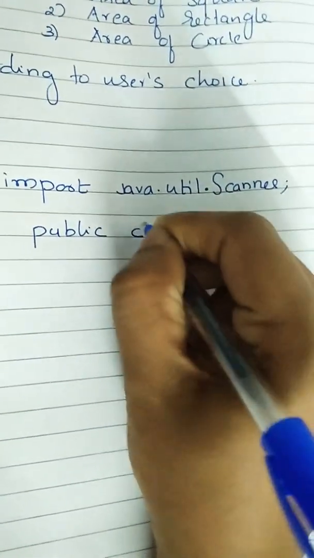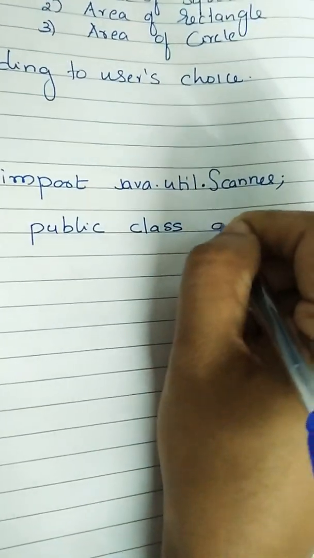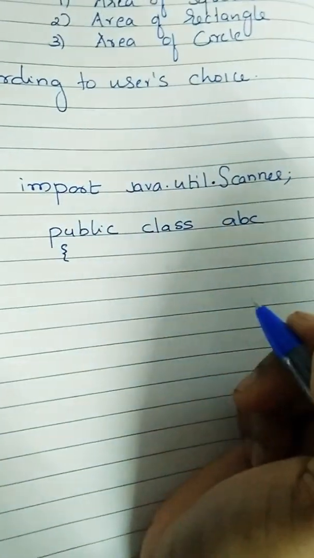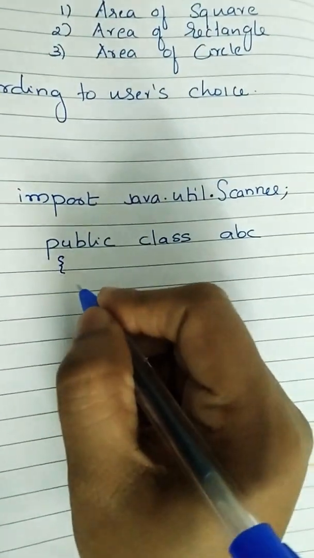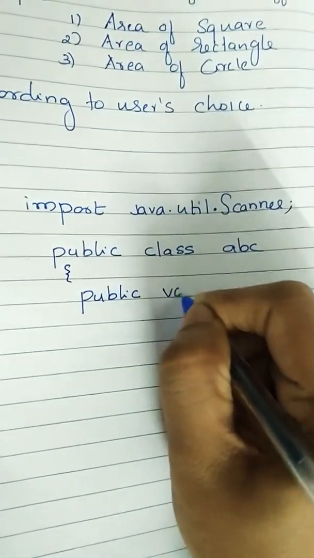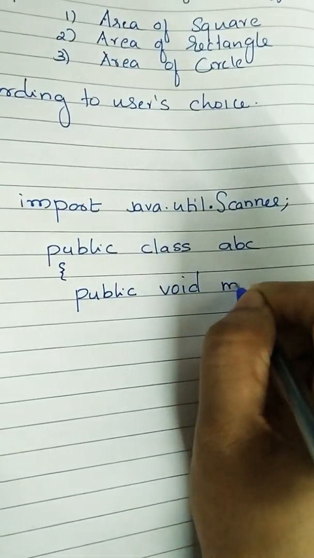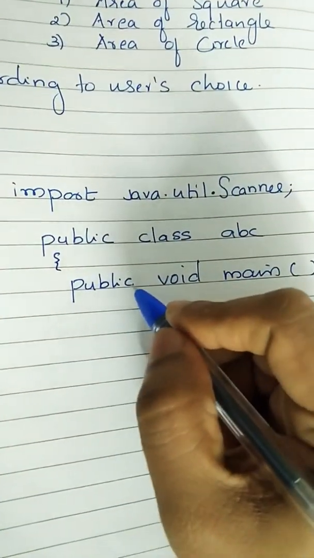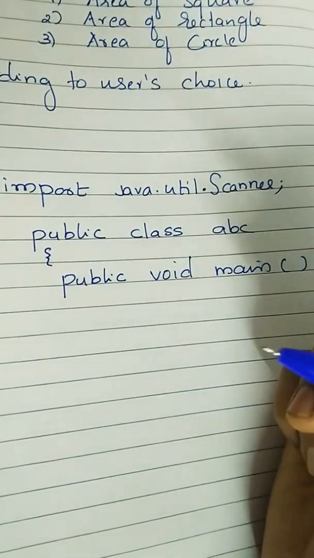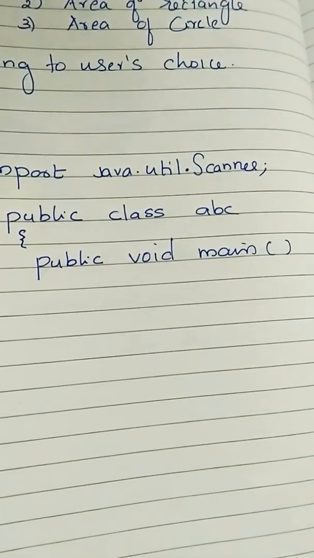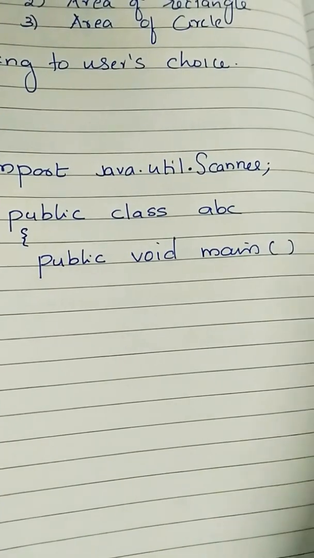Okay, public class ABC, the class name you will write, and you will open the curly braces for the class. After opening the class, we will write our method as usual, public void main. You can give any name to your method, and I am repeating again, there is no need of giving the public if you don't want. I want my method to be accessible everywhere. That is why I am giving public. If you don't want, you can omit that portion.